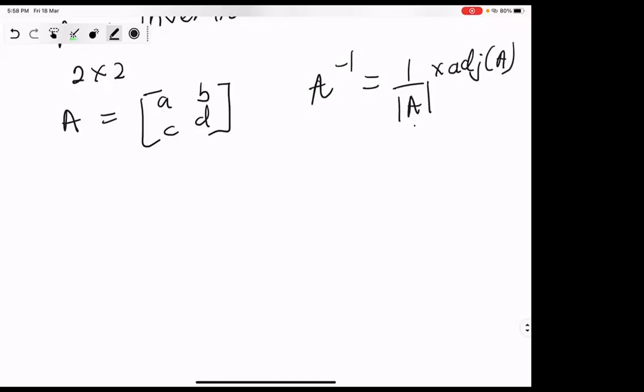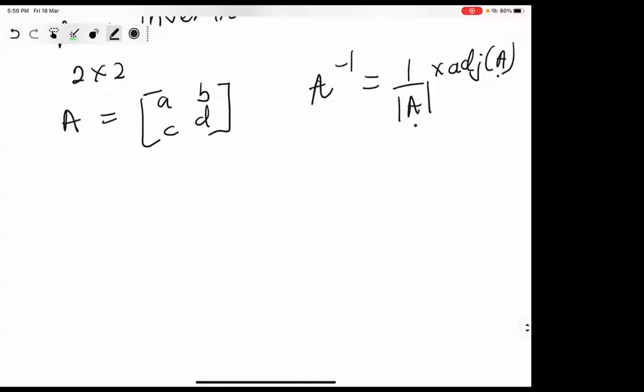Now, finding the determinant and the adjoint of the matrix depends on the dimension of the matrices involved. The approach you use in finding the determinant of a 2 by 2 matrix is not the same as the approach you use in finding the determinant of a 3 by 3, and as you move along, it gets much more complicated. That is where we need to write code to help us go through.